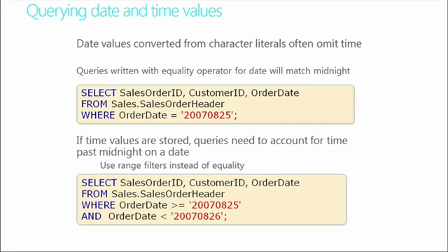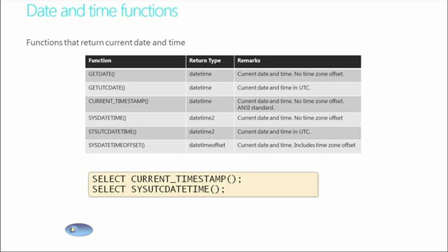Querying date and time values. Again, we've just seen how to query one of them. They're talking here about how values are stored. Queries need to account for time past midnight and dates. That's pretty much what you were just talking about with the precision of that item there. So we won't spend too much time on this, but it's good to understand what the options are and take advantage of those new date and times.